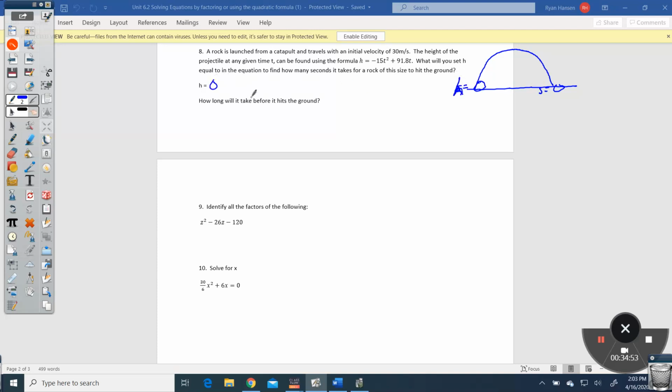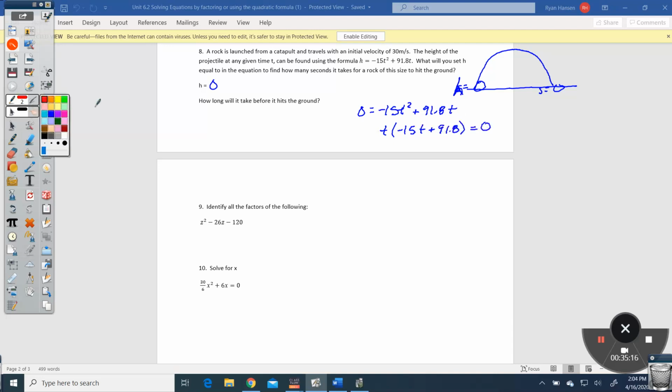So the height is 0. How long will it take before it hits the ground? So we're just going to plug that in and say 0 equals negative 15t squared plus 91.8t. So now I just need to solve. So I'm going to take a t out. So I'll have negative 15t plus 91.8. So that's factoring. And I'm just going to put the 0 over here.